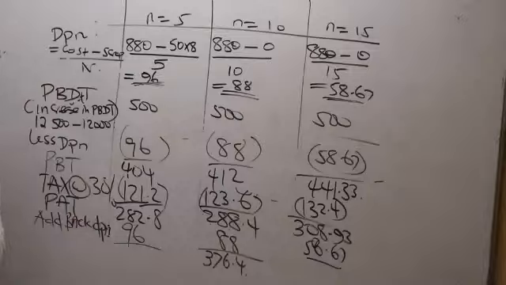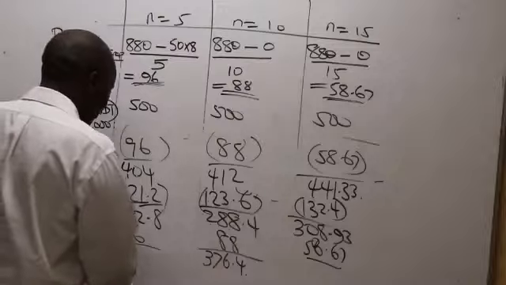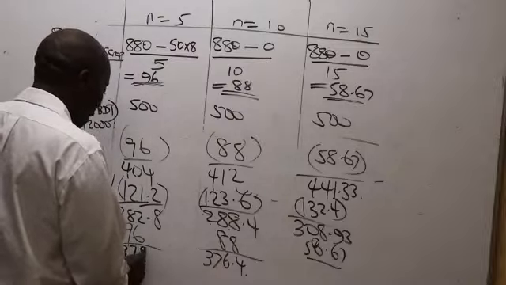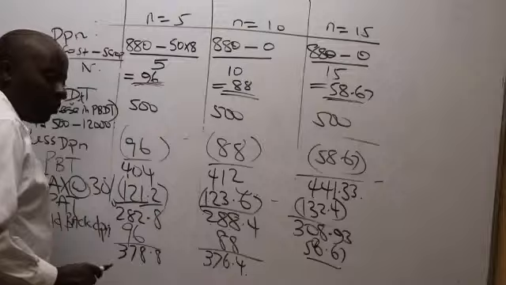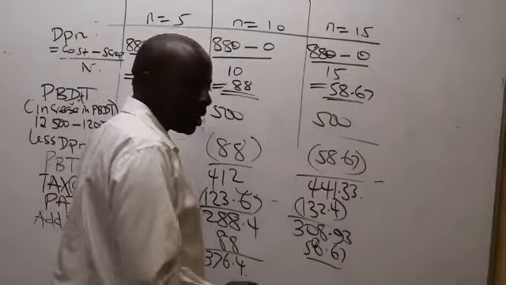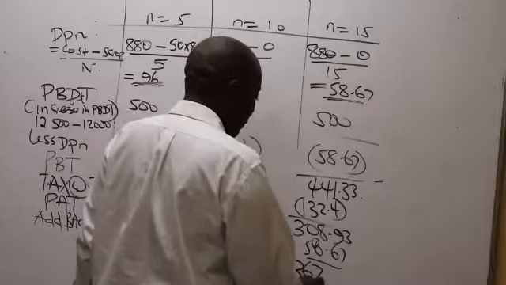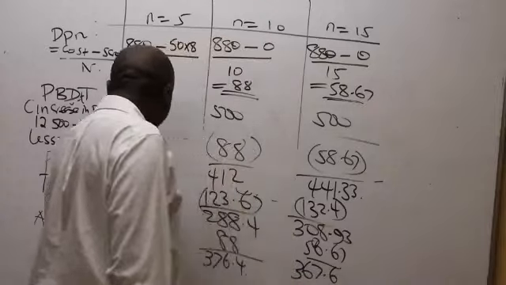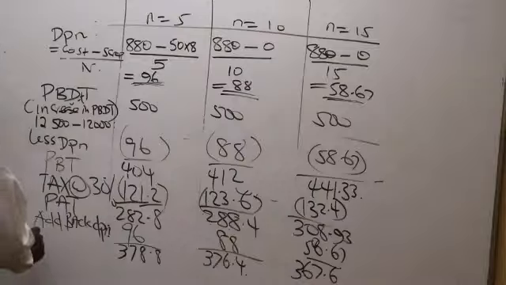Chelsea tells me 378.8. Thank you so much. Third is 367.6. Thank you very much. So these are our cash flows.